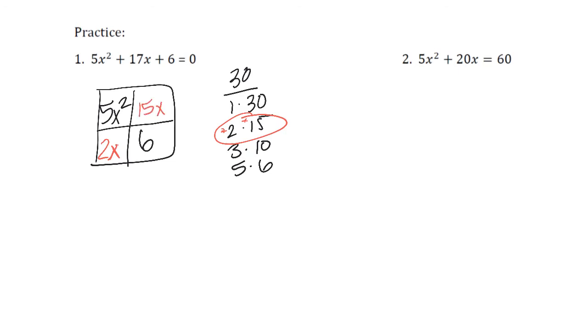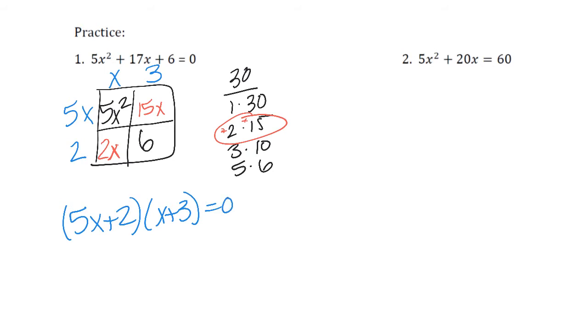All right, then I want to look for my GCF in each row and column. Between 5x squared and 2x, the only thing I have in common is an x. Between 15x and 6, the only thing I have in common is a 3. 5x squared and 15x, I have a 5x. 2x and 6, I have a 2. So therefore, my factors are 5x plus 2 and x plus 3.